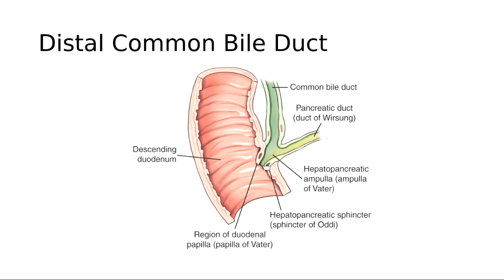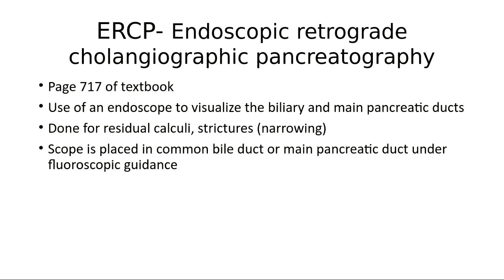If there's a stricture, sometimes they can put a balloon in there and blow it up to stretch out that area. But this exam now is pretty much done in the GI doc offices, and this is your endoscopic retrograde cholangiographic pancreatography, or an ERCP. Okay, and again, that's on page 717 when you look at that.